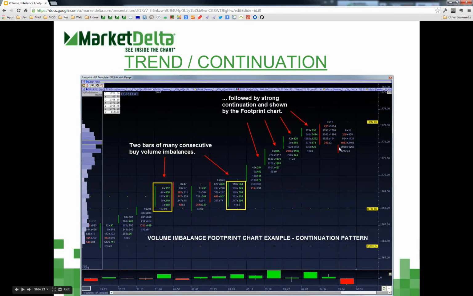Here's another example. This was the ES. This is an older screenshot. And so we had a move up. And look at these yellow boxes. Heavy buy imbalances here on those 2 bars. And if you see that, there is probably more to come, because you don't see that very often.